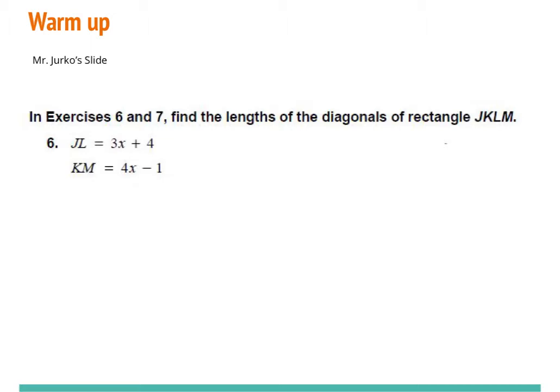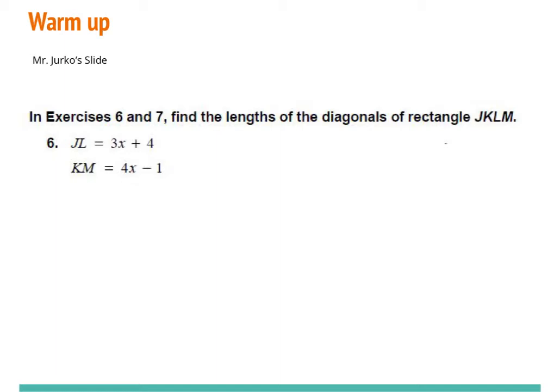So guys, in exercises 6 and 7, only 6 is listed. Find the lengths of the diagonals of rectangle JKLM. There's no picture, right? But it does tell us that JL equals 3x plus 4 and KM equals 4x minus 1. What do you guys think we need to do? Solve the equation. What equation? 4x minus 1 equals 3x plus 4.